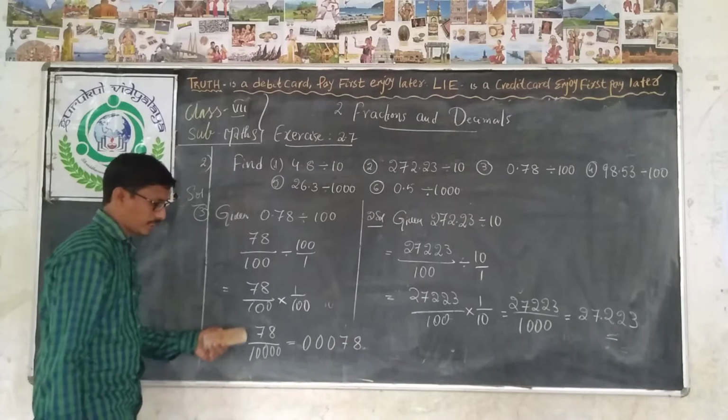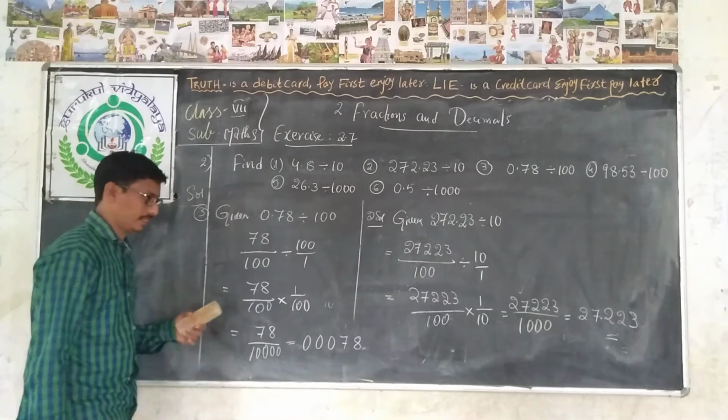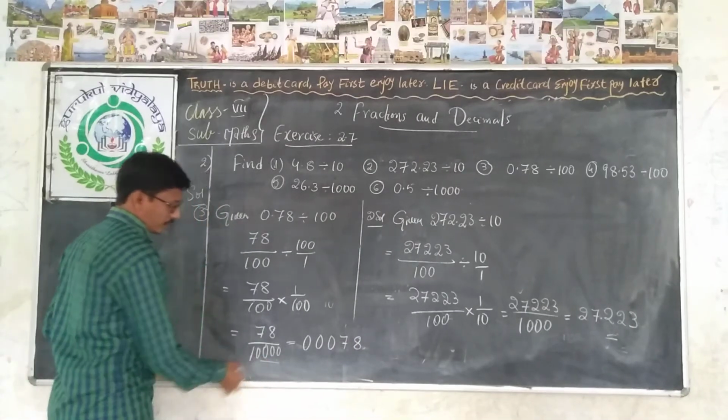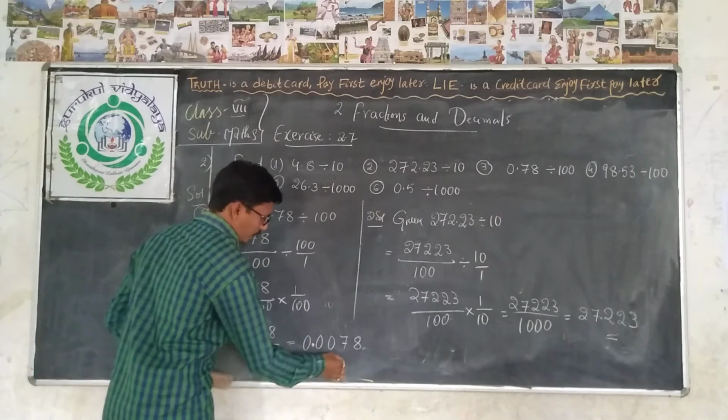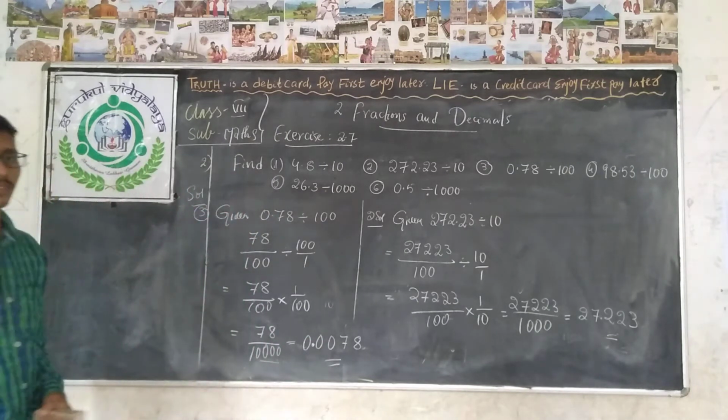Now are the digits the same in numerator and denominator or not? Yes. Now totally how many zeros are there? 4. So 4 digits up, you can keep the point. You get 0.0078. Answer, children?